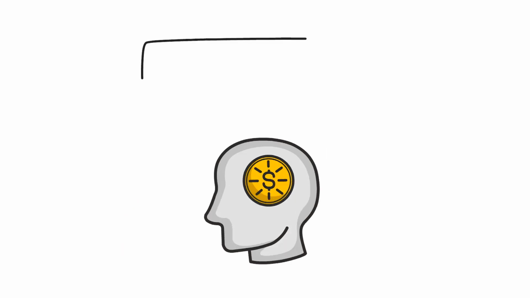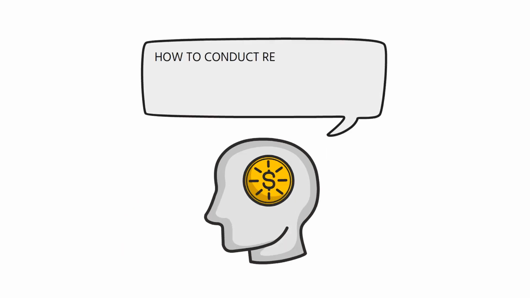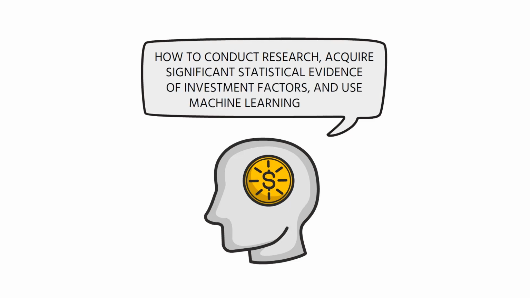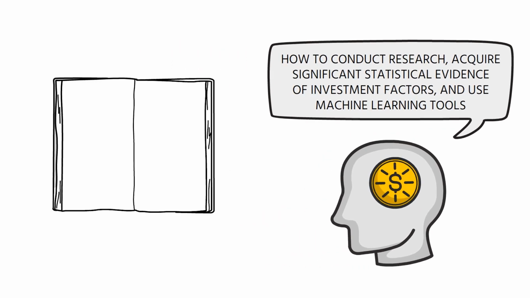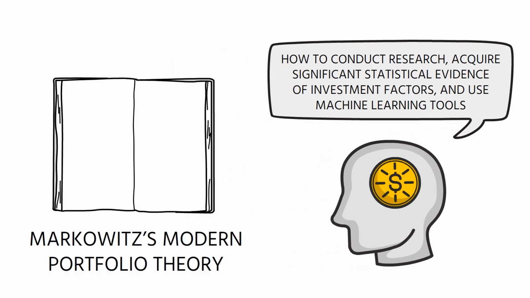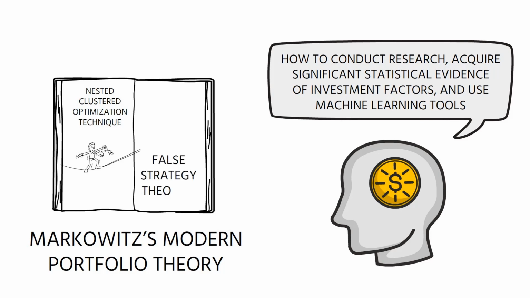Not only should you now have a greater understanding of how the stock market works, you now know how to conduct research, acquire significant statistical evidence of investment factors, and use machine learning tools. For example, developing on Markowitz's modern portfolio theory, we have learned how the nested clustered optimization technique can enable us to reduce the instability of the results and operate the theory in a real-world financial setting. And using the false strategy theorem and the family-wise error rate, we have learned to evaluate results for overfitting and test the significance of the Sharpe ratio.